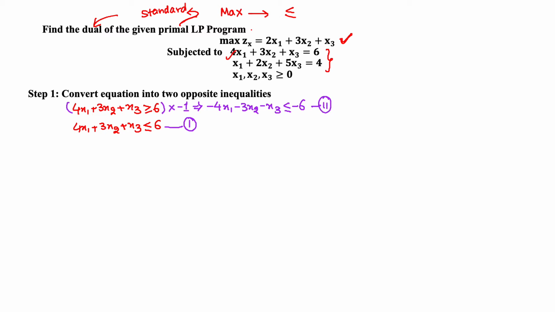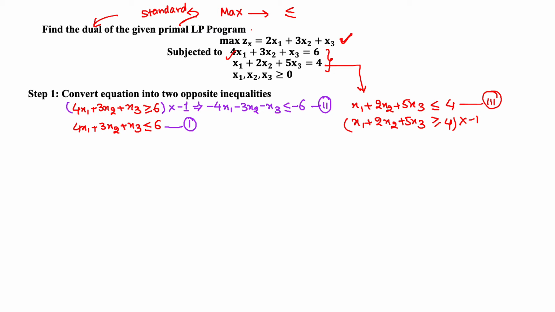Similarly, I will change my second constraint equation into two inequalities, like again x1 plus 2x2 plus 5x3. I will write it in two inequalities. So for that, one is less than 4, another is greater than 4. So this is in standard form, so that's my third constraint equation. And for the next, I will just multiply with negative 1. So it will become minus x1 minus 2x2 minus 5x3, which is less than or equal to minus 4. So I now have 4 constraint equations in my standard primal form.